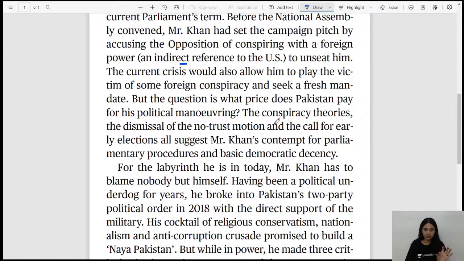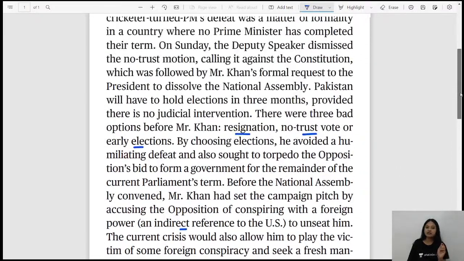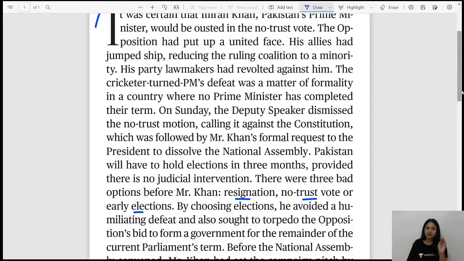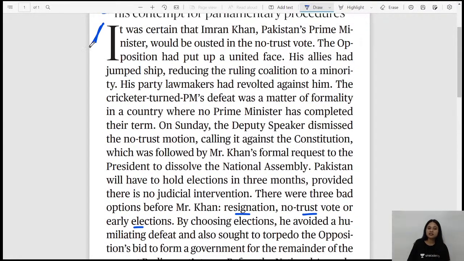This is the first paragraph. As you see, the first few lines, the initial part of the first paragraph, only tells you about the matter. This is what is going on in Pakistan, that all of the allies of Prime Minister Imran Khan have moved away from him. All of the enemies of Imran Khan have joined hands together. The opposition is united here, and they have all decided to have a no confidence motion against his government, and they've all decided to force him to resign.